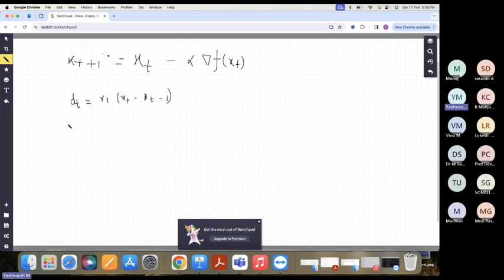And now you update your current position based on this direction. Let's call this y_t. And then the next point is given by this thing. You apply gradient descent on y_t: alpha times the gradient of f evaluated at y_t.